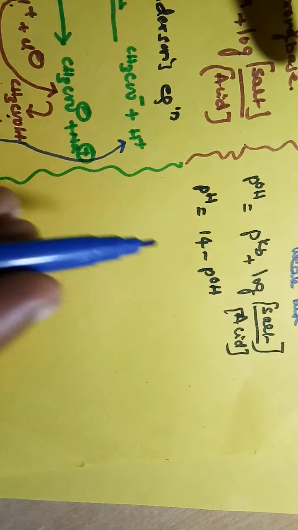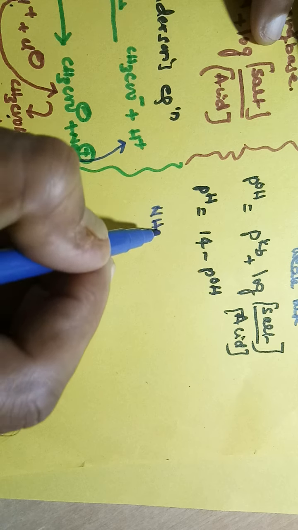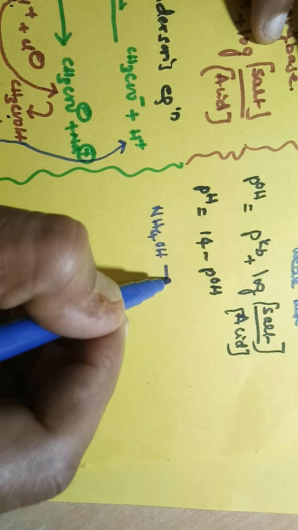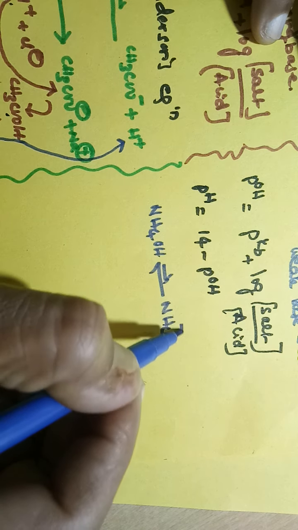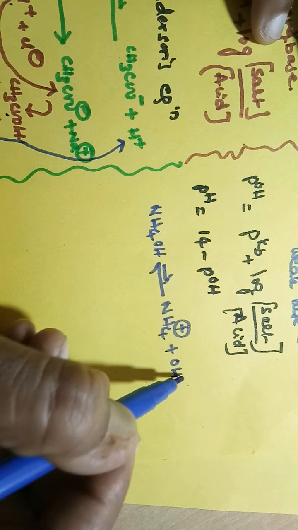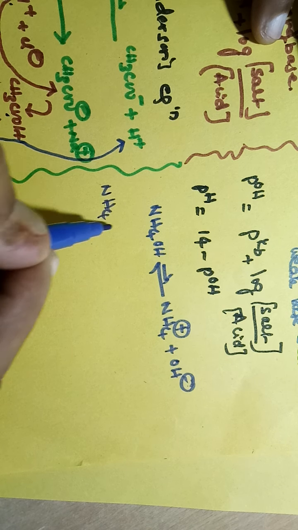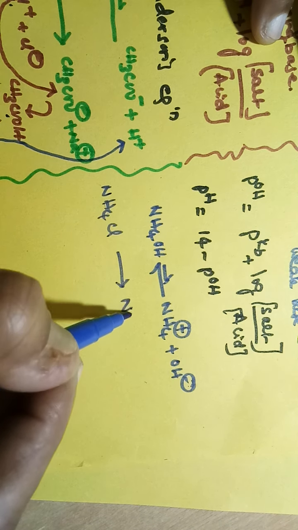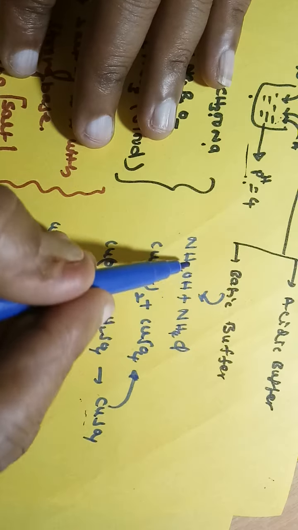Similarly, let me discuss the case of a basic buffer solution. I will take a basic buffer solution of ammonium hydroxide and ammonium chloride. Ammonium hydroxide dissociates as NH4 plus and OH minus. NH4Cl is completely ionized to NH4 plus and Cl minus ions. I took this buffer solution.